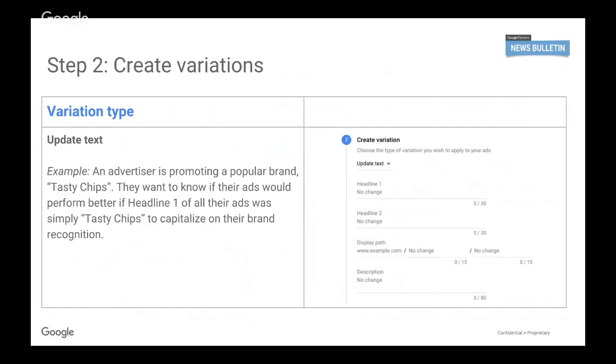So, for example, if you're promoting a popular brand, you want to use tasty chips. And then they wanted to test, they used tasty chips as a headline for one ad, and then they also wanted to test whether the tasty chips headline would work for all their ads. So they kind of wanted to test and check out different headlines.